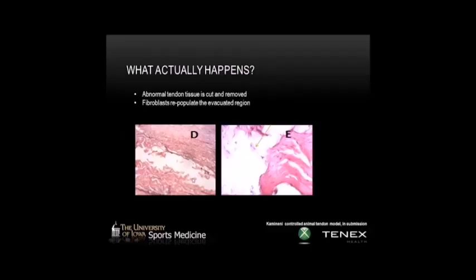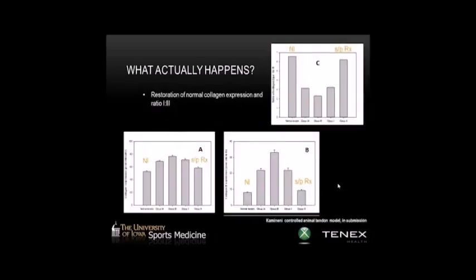And then if you look during the healing process, you will see that fibroblasts are going to repopulate the evacuated region. So indeed, you are removing tissue and then healing tissue in from where it has been removed. What's interesting is that when you look at this healing tissue, there is actually a restoration of normal collagen expression in a ratio of 1 to 3. Albeit this is an animal model at this point, this would suggest that there is a possibility of actually healing in somewhat normal tendon tissue as opposed to just laying down scar tissue in this area, which I feel is very exciting.